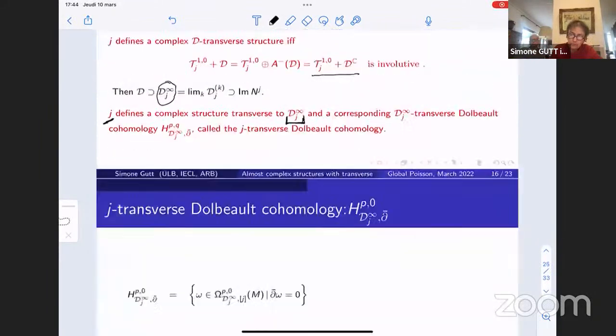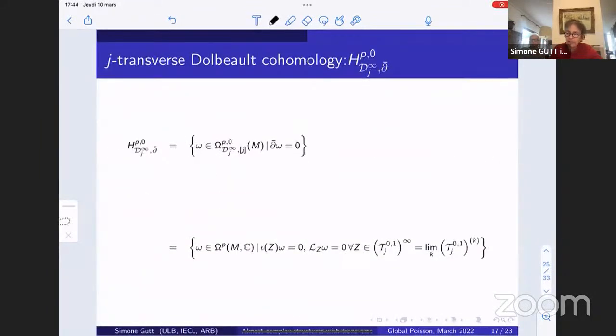And I want to compute this transverse cohomology in the easiest case, which are the P0. So what is the HP0? It's the set of forms omega such that del bar omega is equal to zero.